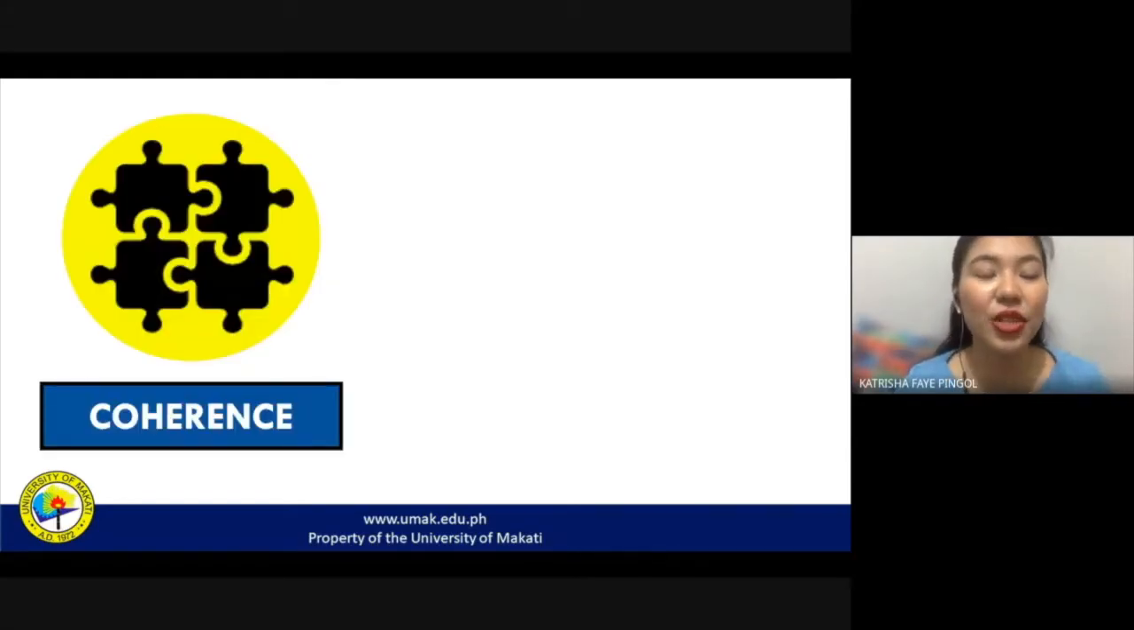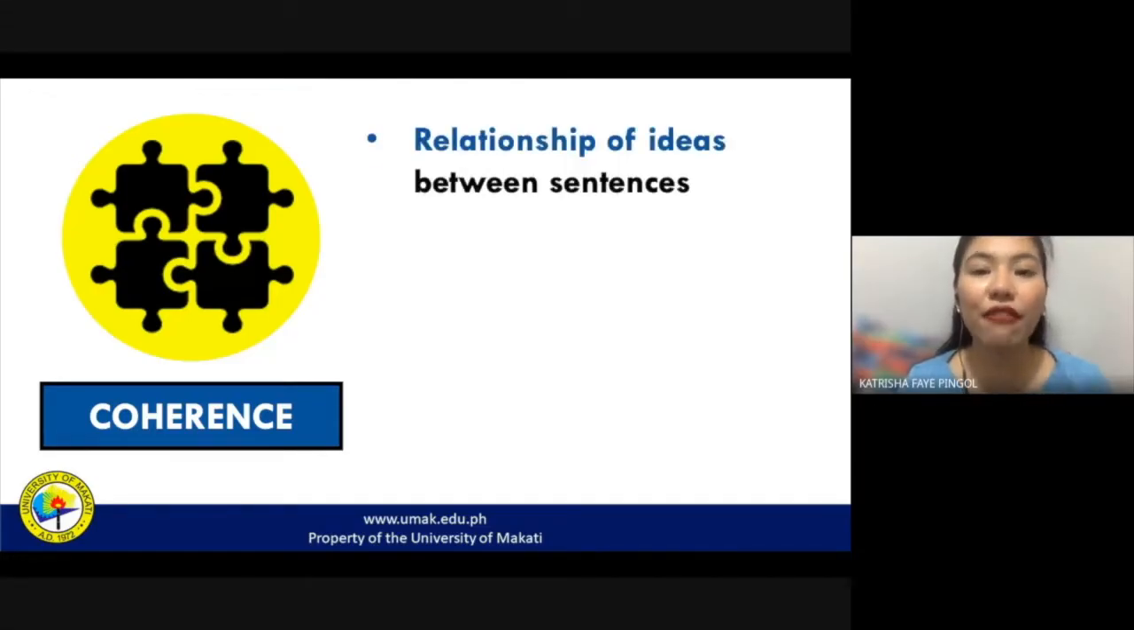All right, so let's go to coherence. When we say coherence, it simply refers to the relationship of ideas between sentences. So the first one, organization, it's the arrangement of ideas. How is it physically arranged? Now, for coherence, we are simply referring to the relationship of ideas. You now arrange it. Now, how are these related? How are these ideas related in the first place? Particularly between or among sentences.